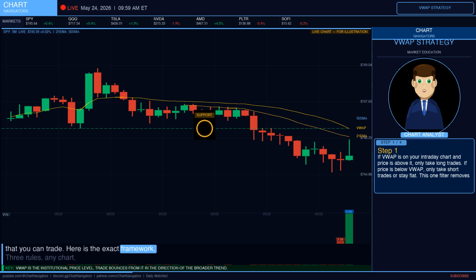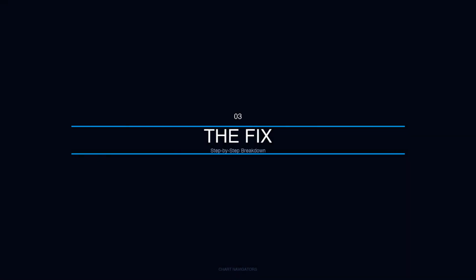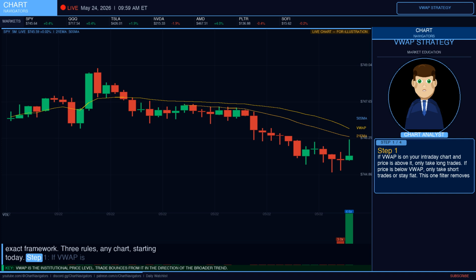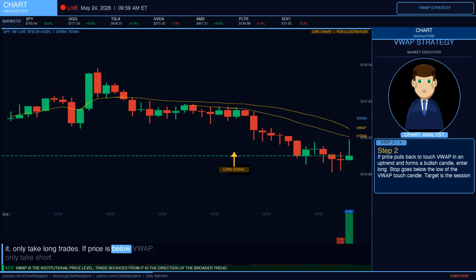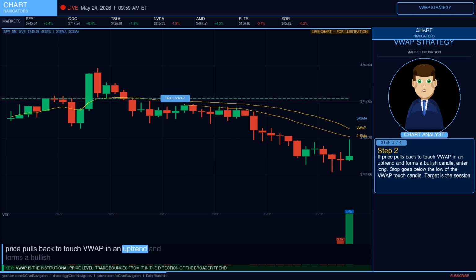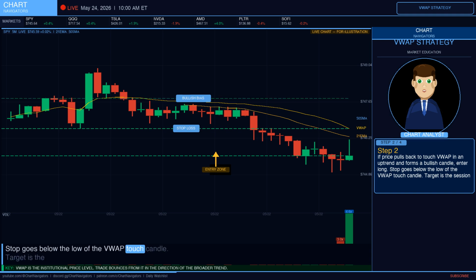Here is the exact framework. 3 rules any chart, starting today. Step 1. If VWAP is on your intraday chart and price is above it, only take long trades. If price is below VWAP, only take short trades or stay flat. This one filter removes 60% of bad trades. Step 2. If price pulls back to touch VWAP in an uptrend and forms a bullish candle, enter long. Stop goes below the low of the VWAP touch candle. Target is the session high.